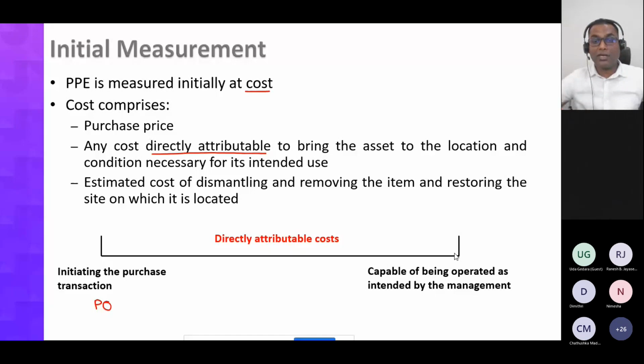Okay. But what I'm telling is you should stop capitalizing the cost once the asset is capable of being operated as intended by the management. This can be a date which is earlier than the date where you actually use the particular asset. Are we clear? I hope you understood about it. Right. Now you have a good foundation to answer this question.